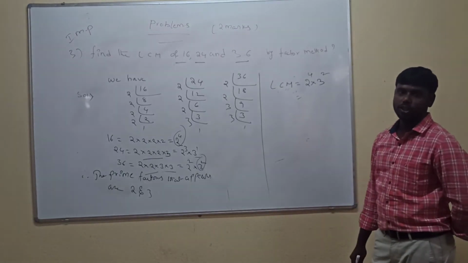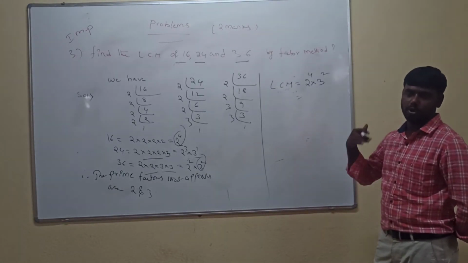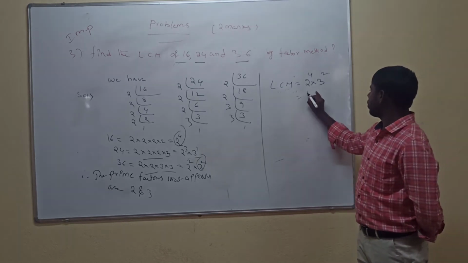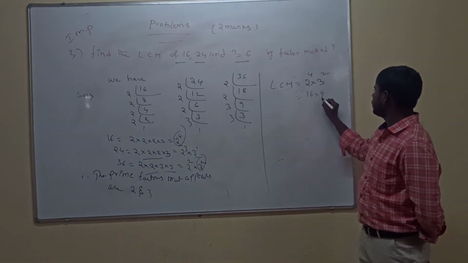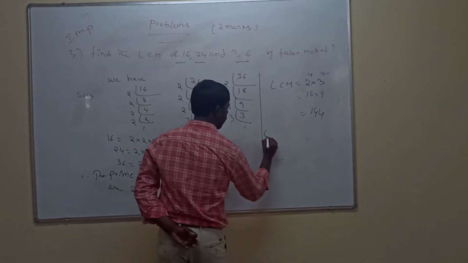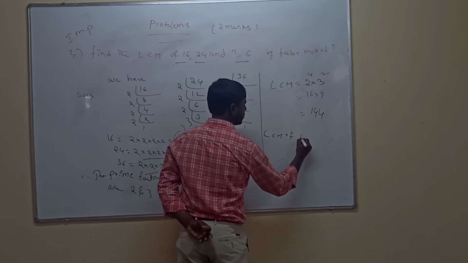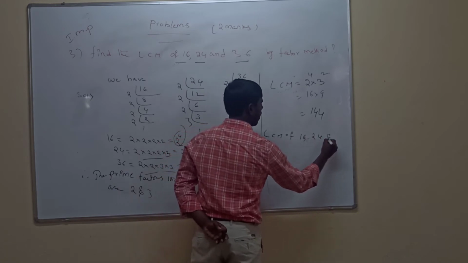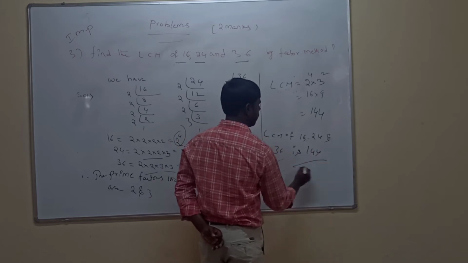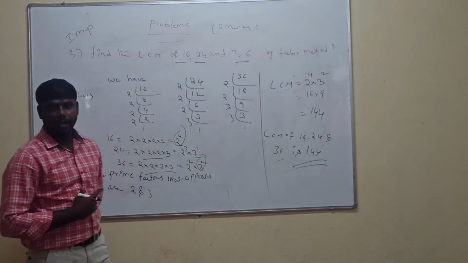What is the value of 2 to the power of 4? 16. How does it come? 2 multiplied 4 times gives 16. And 3 squared is 9. 16 times 9 is 144. The LCM of 16, 24 and 36 is 144. Everyone understood? It is clear.